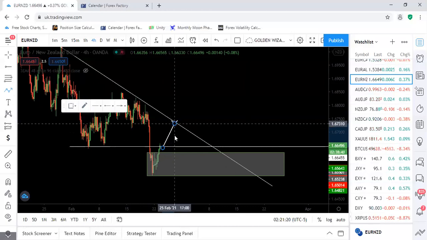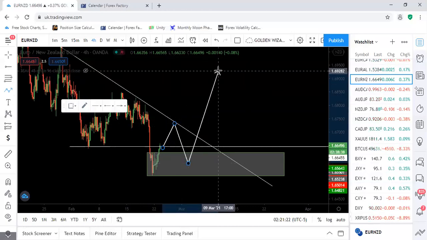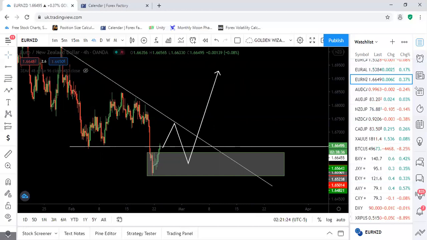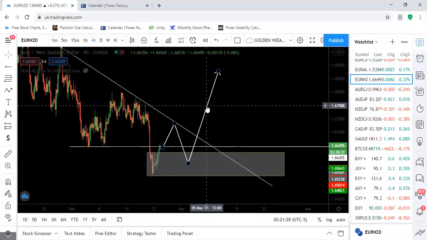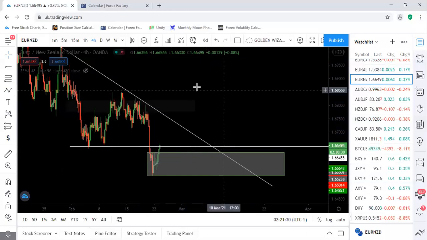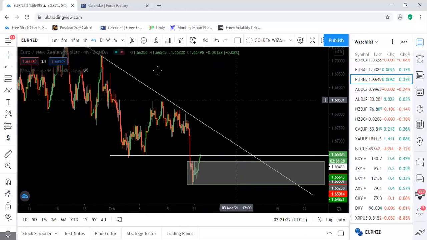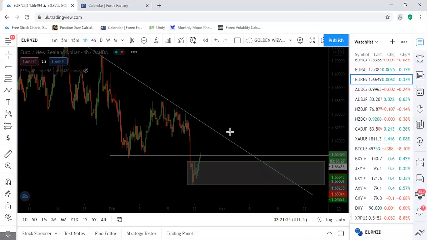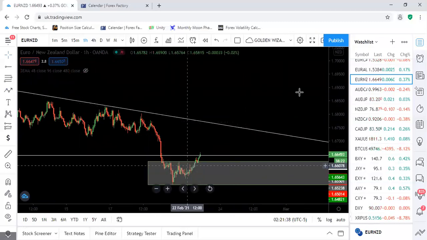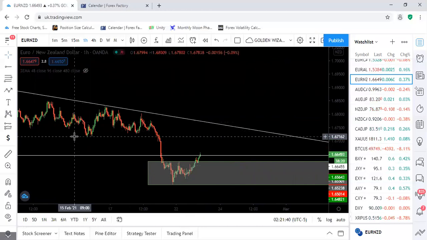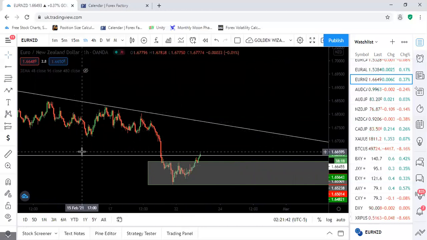So something like this. That would be a really nice setup. You see how it would be a clean W. So we'll just wait and see, but glad I got at least some annotations on this. Bring this down to the 1-hour. Yeah, I like that. I just like that structure.